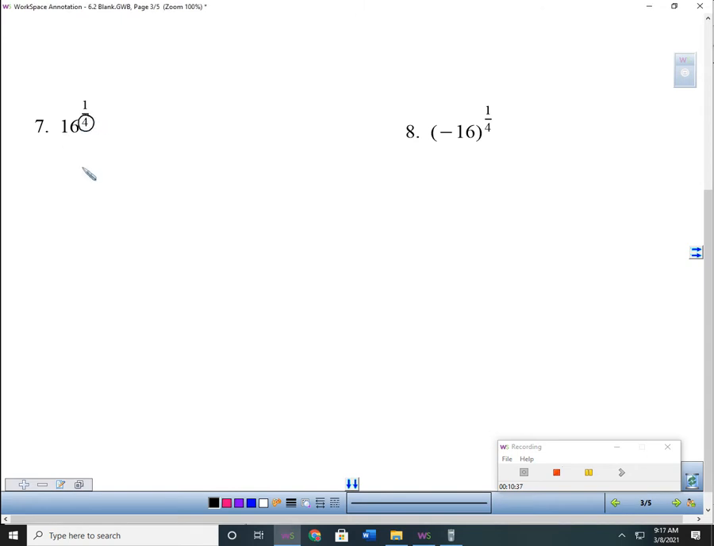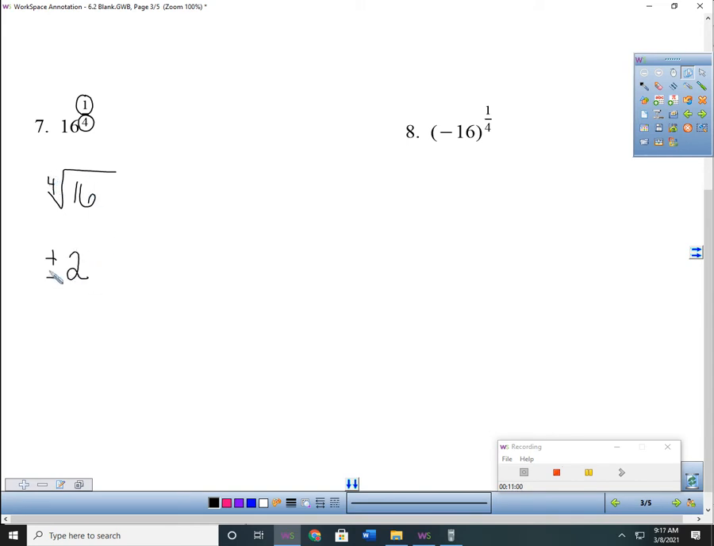So we have a fourth root of 16 to the first power, right? So do I need to put the 1 right there? No. But I have an even root, which means I'm going to have 2 answers, a positive and a negative. And what number times itself 4 times equals 16? Positive and negative 2.